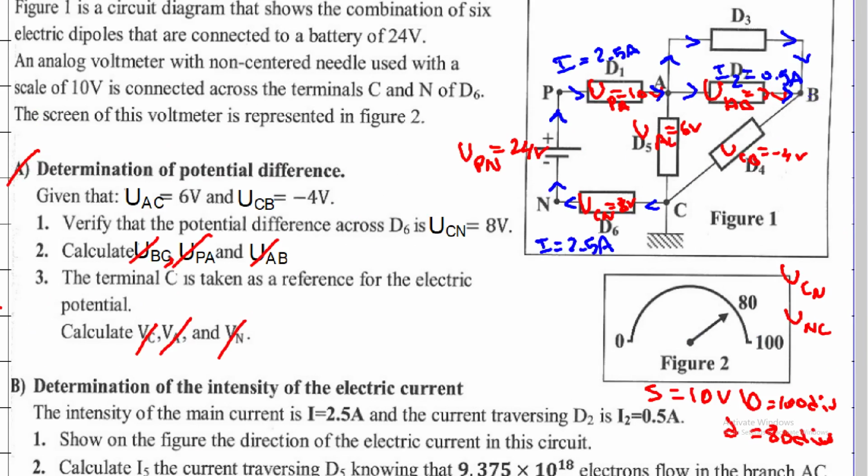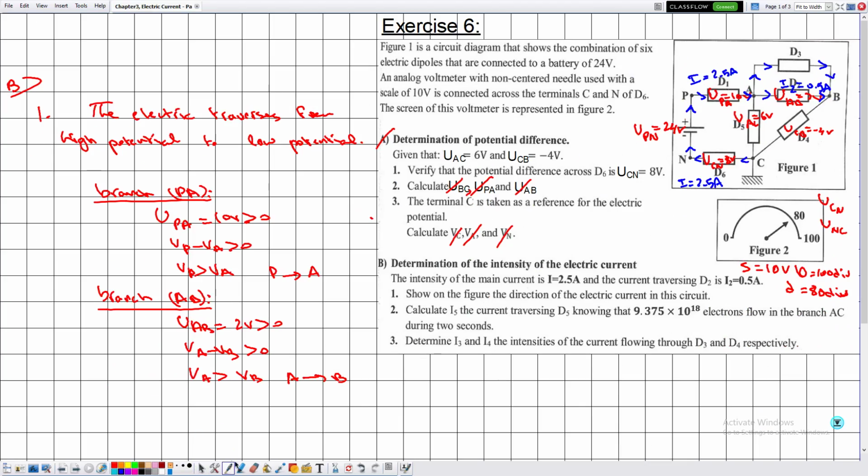Now we are left with the branches AC and BC. Let me say here, branch AC. We have that UAC is equal to 6 volts, which is positive. So VA minus VC is positive. So VA is greater than VC, which means from A to C.